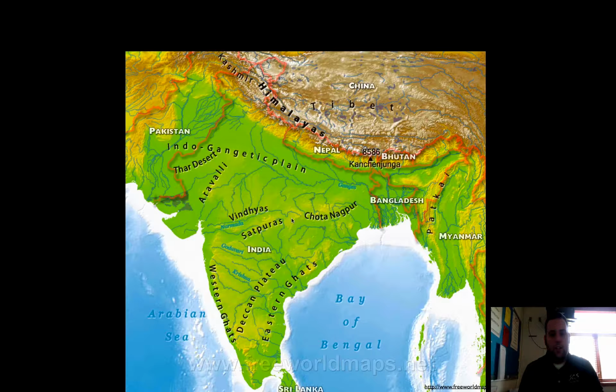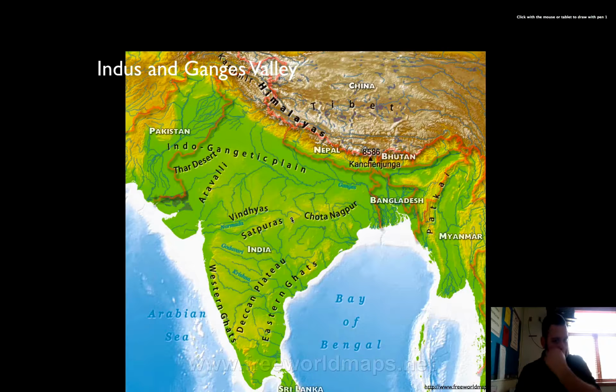So let's take a look at where our studies are going to take us. The first thing we need to know about is where the Indus and Ganges river valleys are. These are where the two civilizations start in this area. So the Indus River Valley is actually in modern day Pakistan. So when we're talking about ancient India, you have to assume that these political boundaries don't exist, because in ancient times, there were no political boundaries. All the boundaries were dictated by physical features of the land.